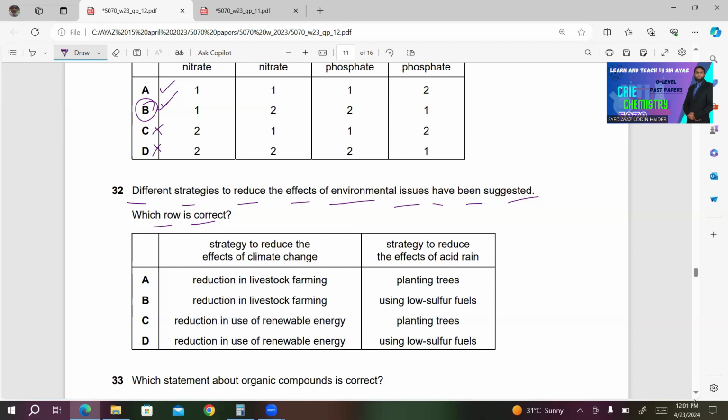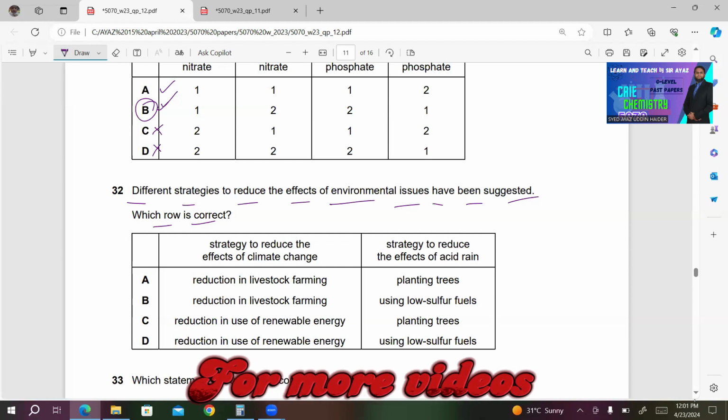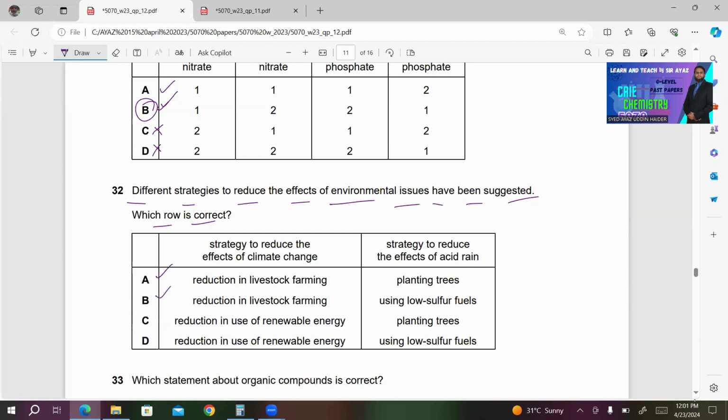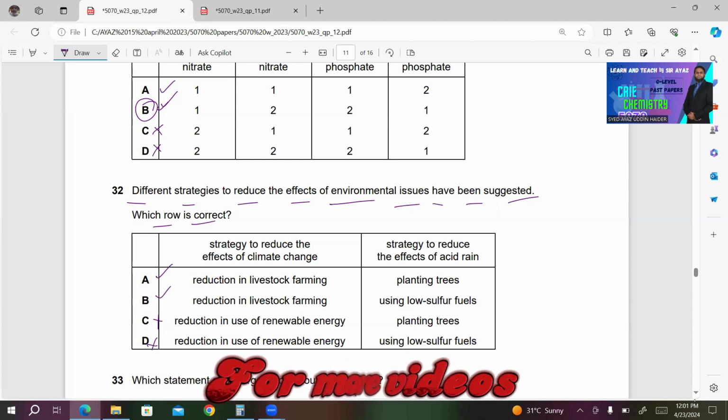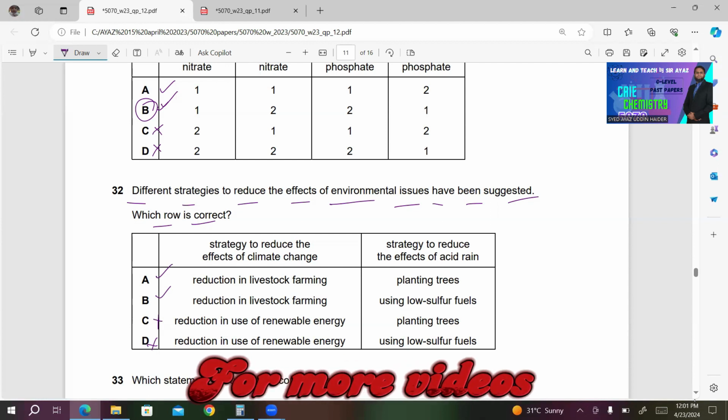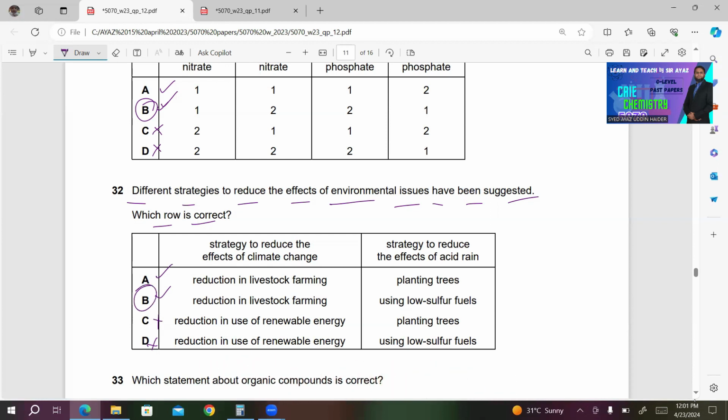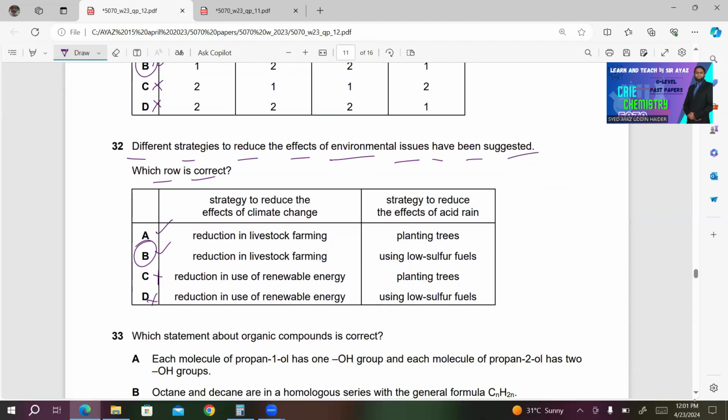Livestock farming reduces the production of methane gas, which is responsible for global warming. It's a climate change. So either A is correct or B is correct. Both C and D are incorrect. What about strategy to reduce the effects of acid rain? You can use low sulfur fuels, because sulfur fuels when burned produce oxides of sulfur, which when mixed with clouds produce acid rains. So B must be the right answer for 32.